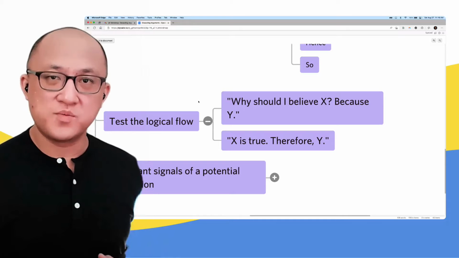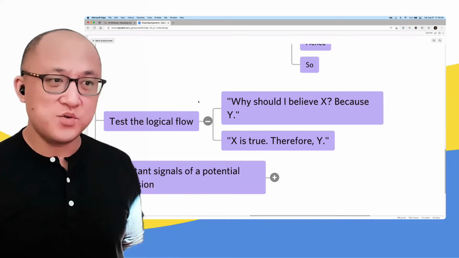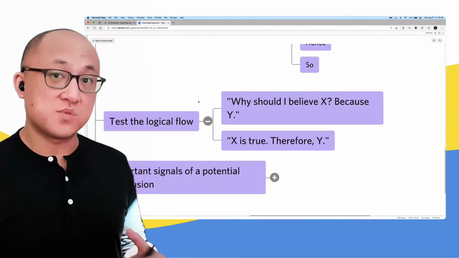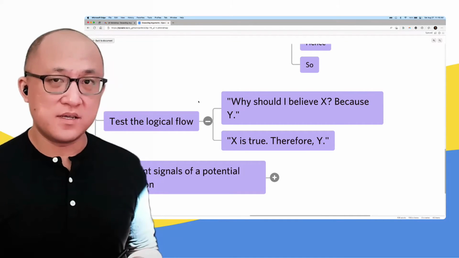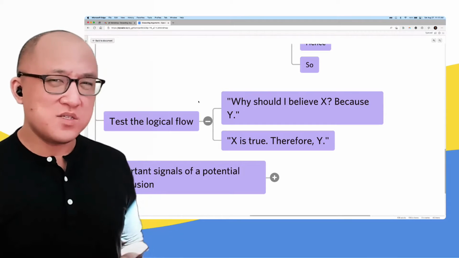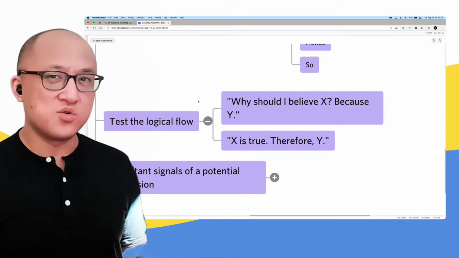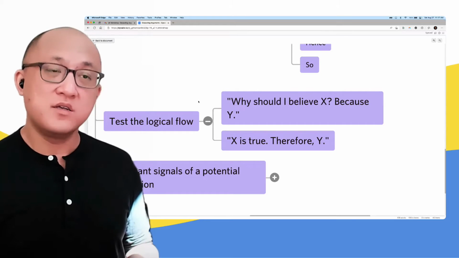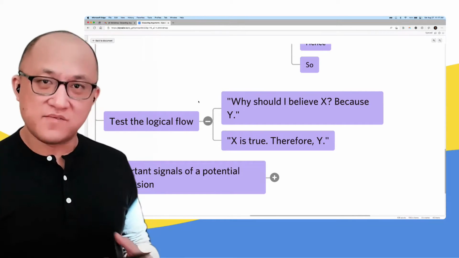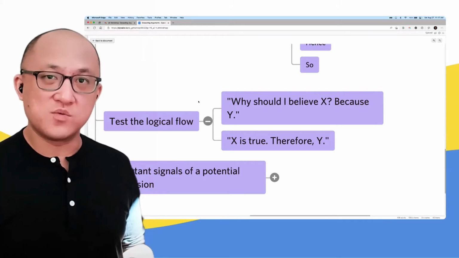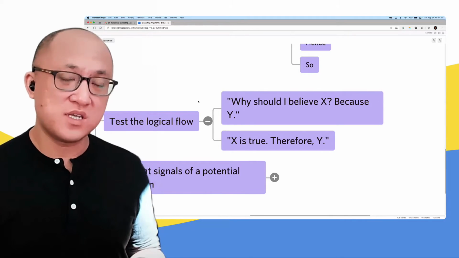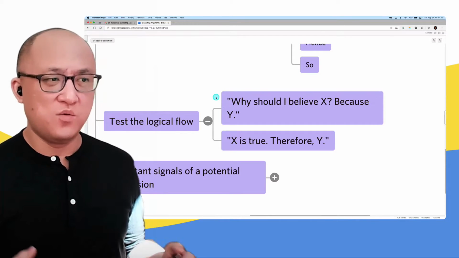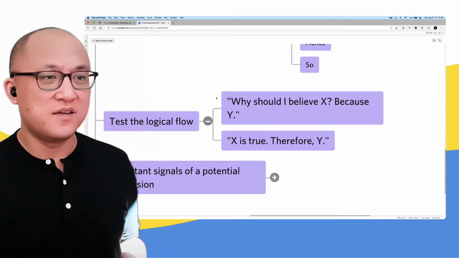Because Y is true. If that makes sense to you, then that's probably the right structure, right? The because would be the support, and the X would be the conclusion. But if that doesn't quite make sense, or you're not sure, then you would want to try it the other way around, right? Why should I believe Y? Because X is true. And if that way makes sense, then that tells you that the X would be the support and the Y would be the conclusion. All right. So sometimes people call this the why because test.